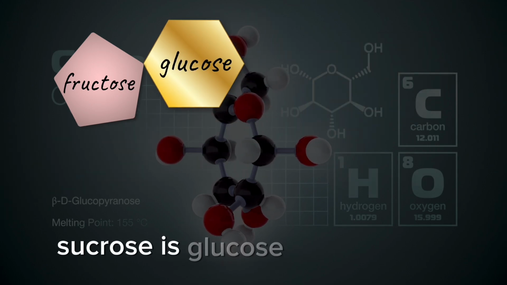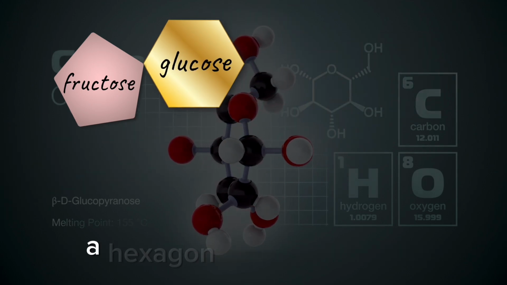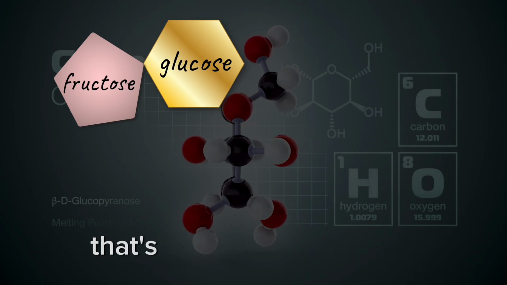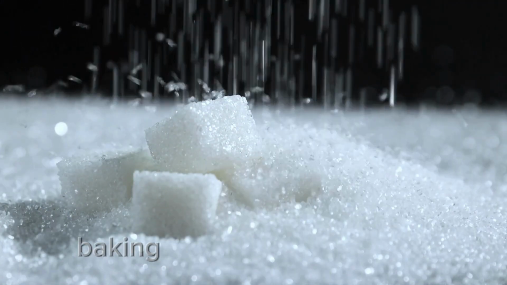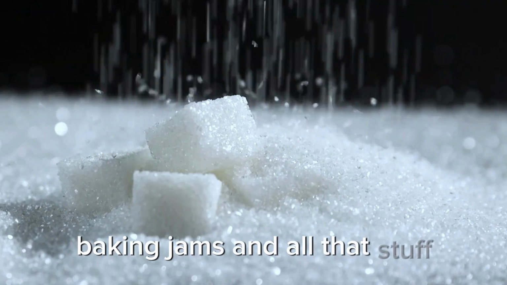Sucrose is glucose plus fructose. A hexagon plus a pentagon. That's basically table sugar. The stuff in the sugar bowl, baking, jams and all that stuff.